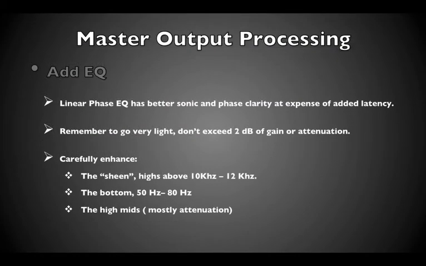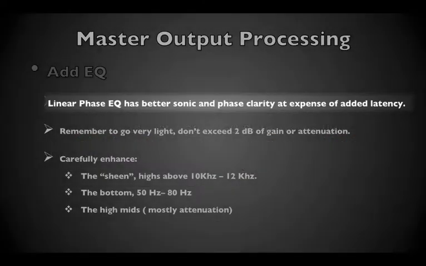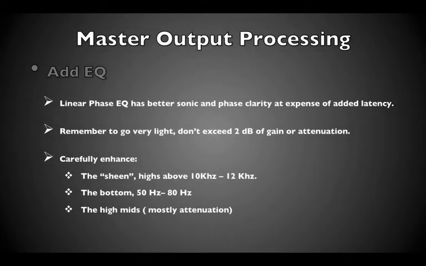So now that you added your compression, you can tweak your overall mix with a little bit of EQ. If you have a linear phase EQ, you will have better sonic quality because of its phase clarity. Phase clarity is happening because it does not change the phase of the audio when you apply gain or attenuation on specific frequencies, but that happens at an expense of added latency. So that's why linear phase EQs usually do not work on individual tracks, because their latency will change the timing of the audio too much.